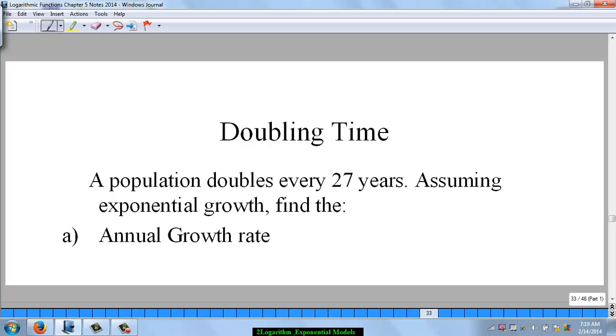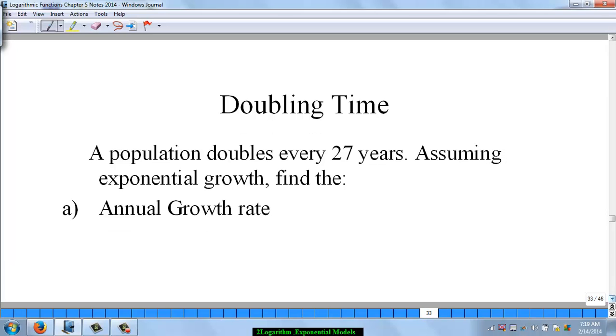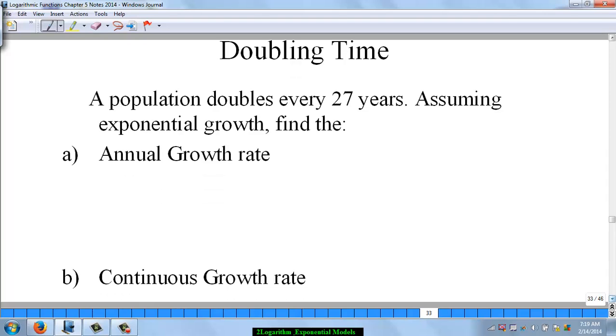All right, doubling time. We're going to practice some more because I want to make sure that you have this down pat. A population doubles every 27 years, assuming exponential growth. Find the annual growth rate. Now, they said annual here, so I am going to use y equals ab to the t. And I have to look at the information they gave us. So they said it doubles every 27 years. So I know the 27 is going to go here.